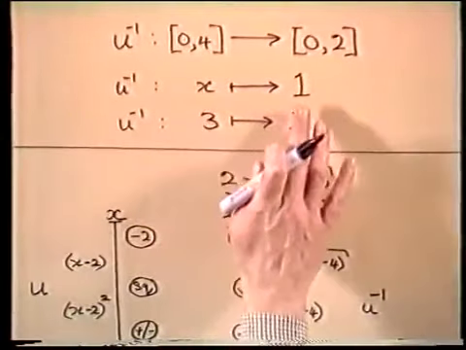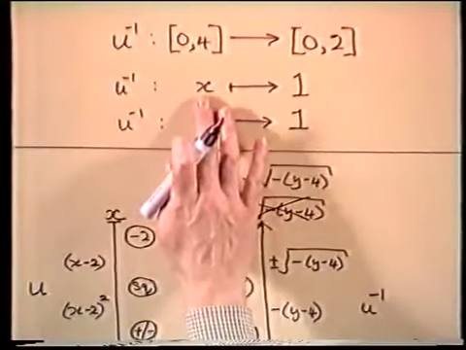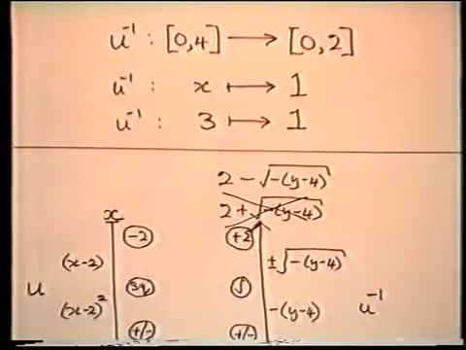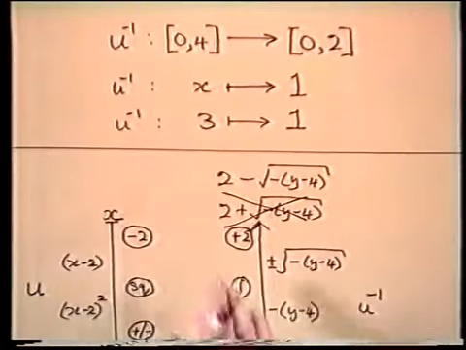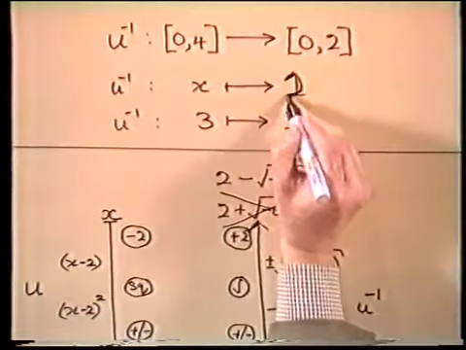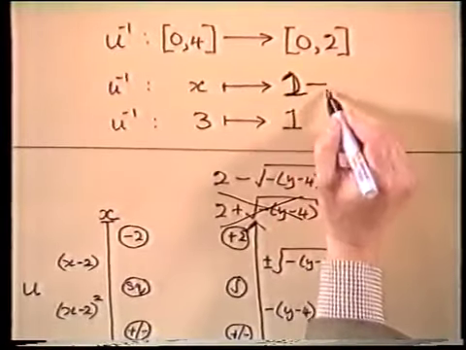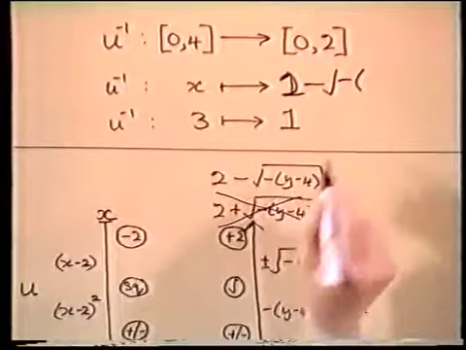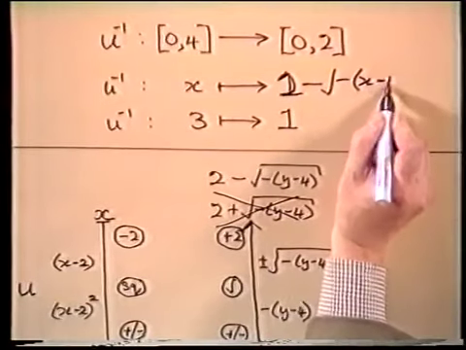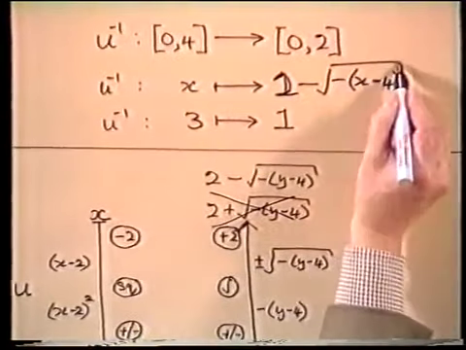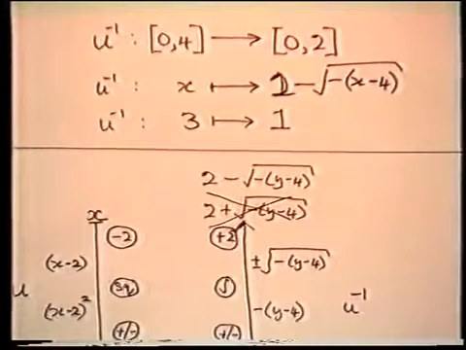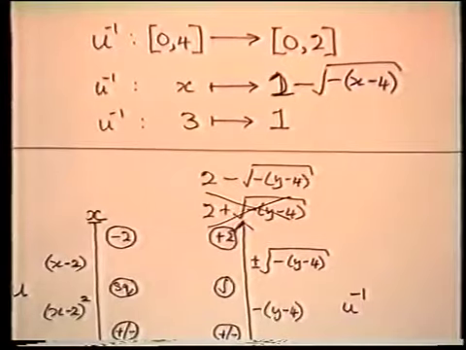Now, if I want to fill in this final expression here, x maps to what? All I've got to do is replace my y, which I was inputting here, by what I'm actually inputting, and that's x. And so I get 2 minus the square root of minus, and instead of y there, I'll get x minus 4. And that completes the problem. We've found the inverse function to the function u.